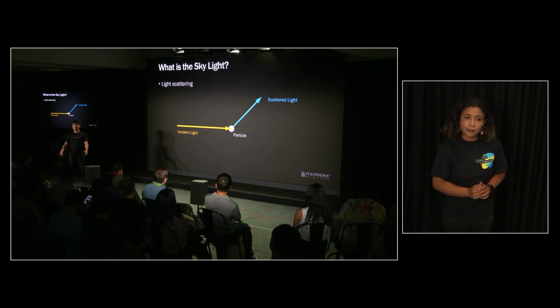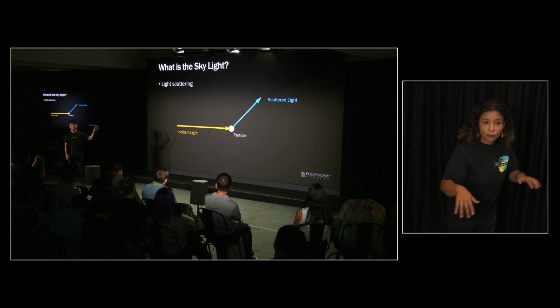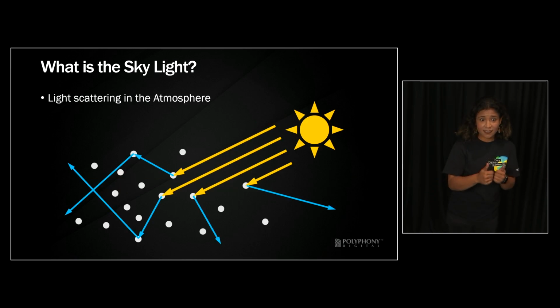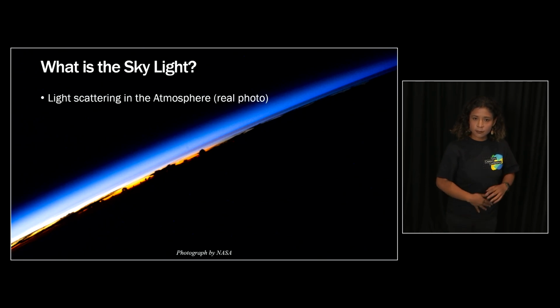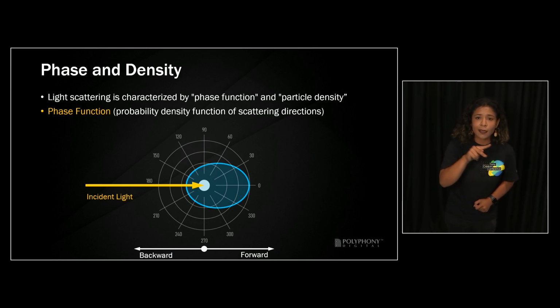In the atmosphere, incoming light interacts with small particles, changing the direction of propagation from the original one. This phenomenon is called light scattering. There are countless particles floating in the atmosphere that scatter sunlight in different directions. The atmosphere that scatters the sunlight appears to glow. That is skylight. Light scattering is characterized by phase function and particle density.